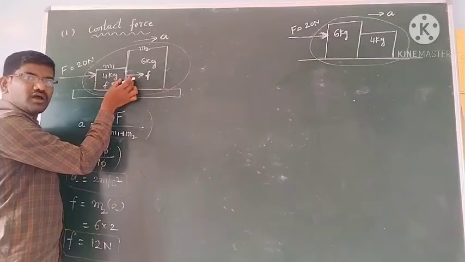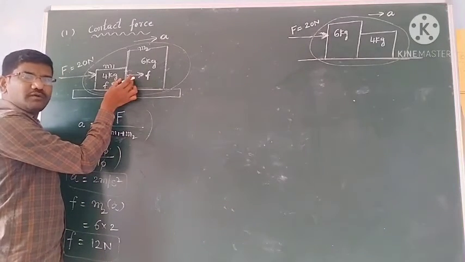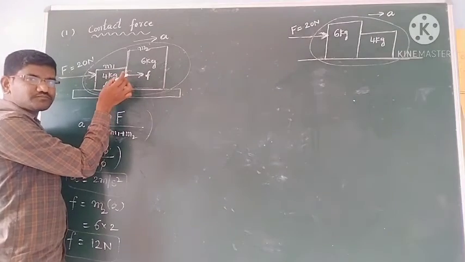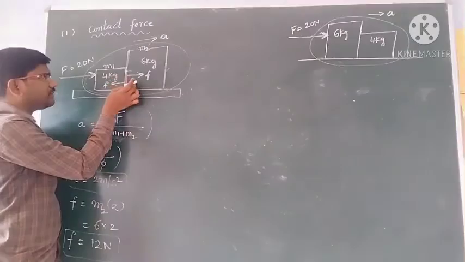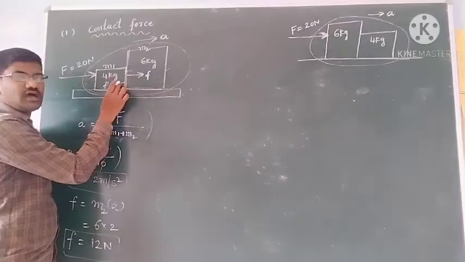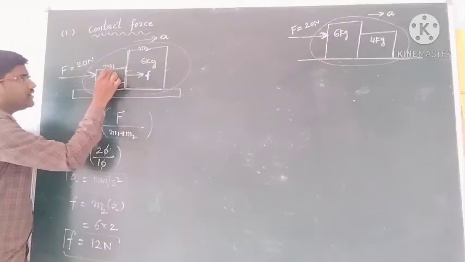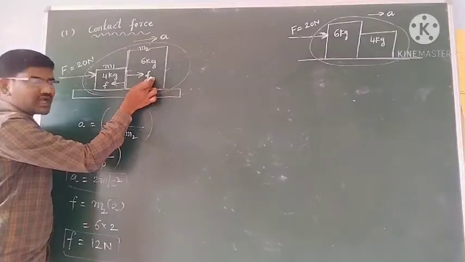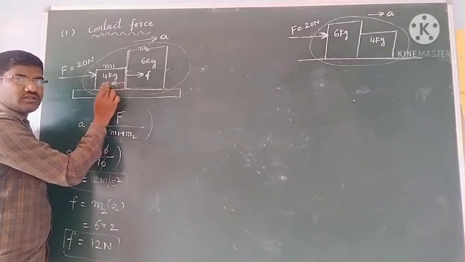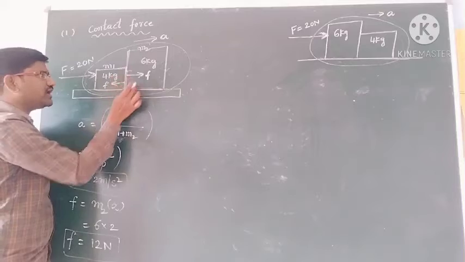You can call it a normal reaction between the two blocks in contact, or you can call it contact force, or the forces exerted by A on B or B on A. Okay, m1 on m2 if you call action, m2 on m1 you can call reaction. So these are the forces exerted by A on B and B on A.